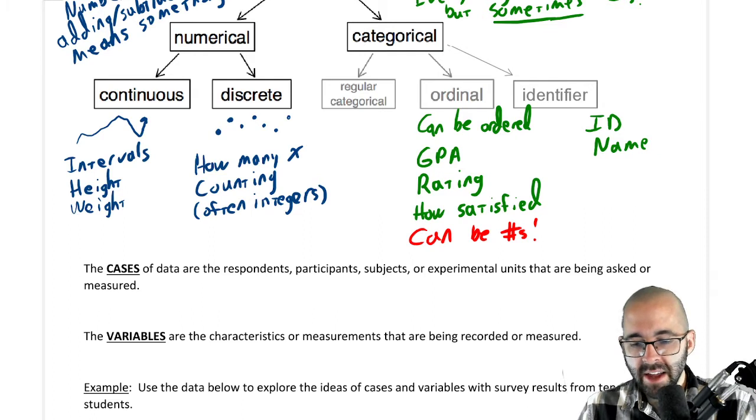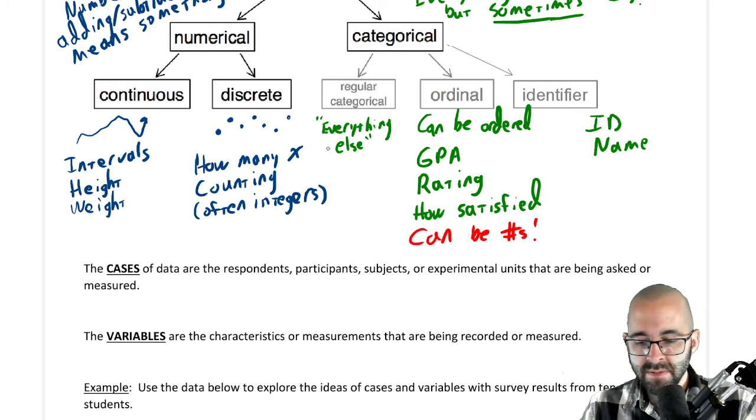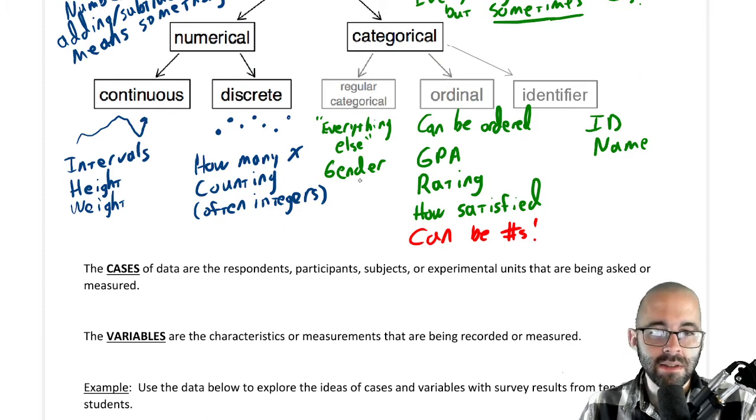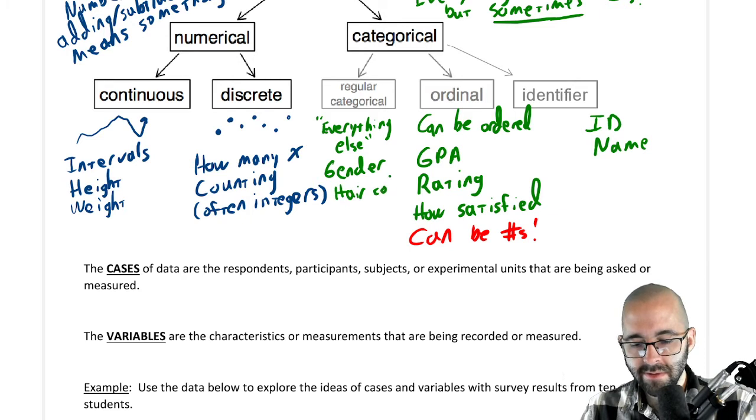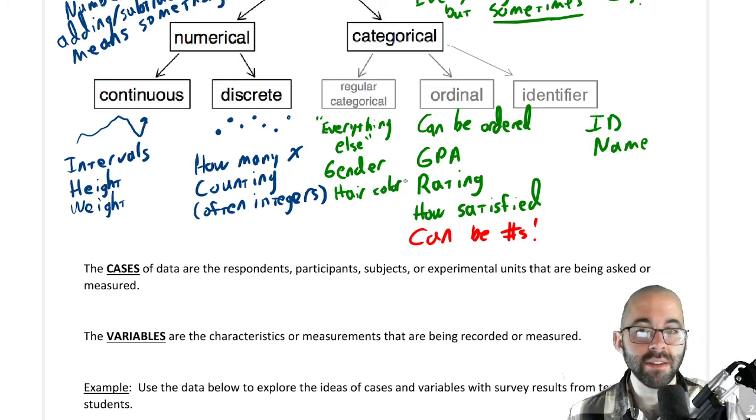Okay. And then again, regular categorical is kind of everything else. All right. So maybe this is a description. Maybe this is, you know, gender. Maybe this is hair color. Whatever. A lot of times just kind of other things.